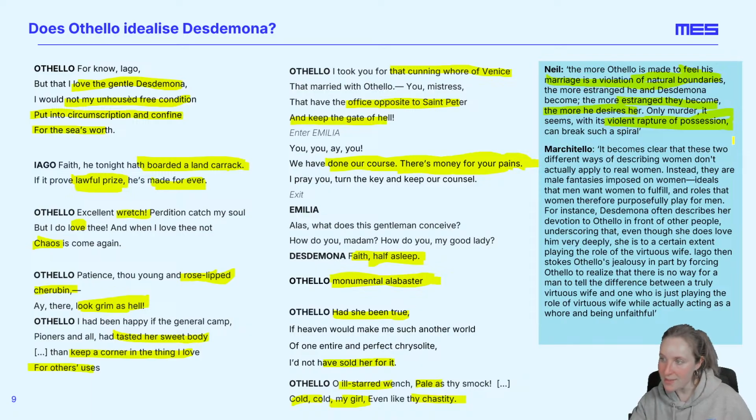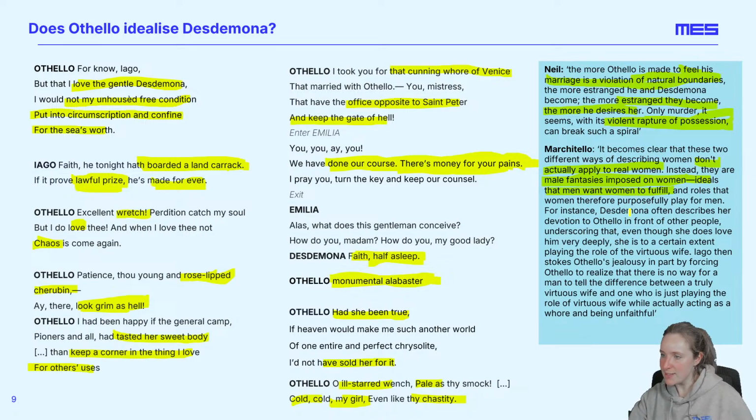Marchitello says it becomes clear that these two different ways of describing women don't actually apply to real women. Instead, they are male fantasies imposed upon women, ideals that men want women to fulfill, and roles women therefore purposely play for their men. So these are male fantasies. Women aren't seen as real women. Men expect women to be these things, and women kind of play the role of these things. So is Desdemona then performative? Is Othello idealizing her in this relationship?